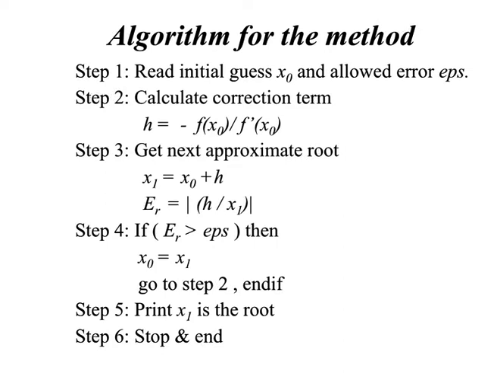We check the relative error. If the relative error is greater than epsilon, then we say that the newly calculated root is now the initial approximation. So, we set x0 equal to x1 and we go to step 2 and recalculate the whole procedure. We continue this iterative procedure till the error becomes less than epsilon. So, it is similar to the other iterative procedures.